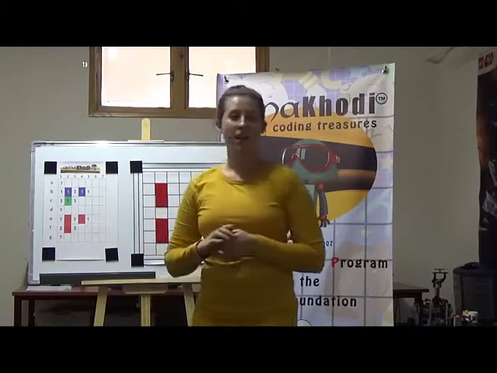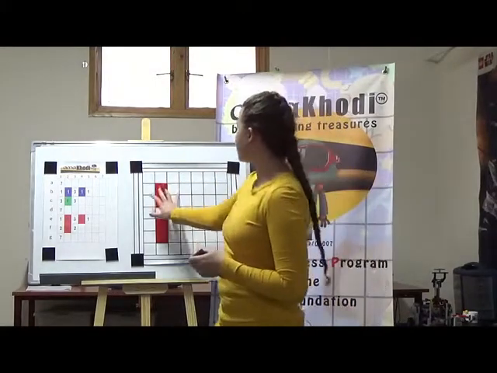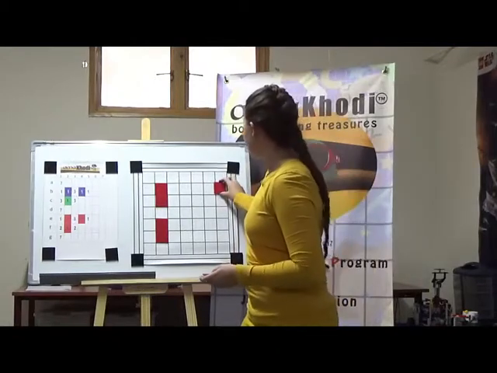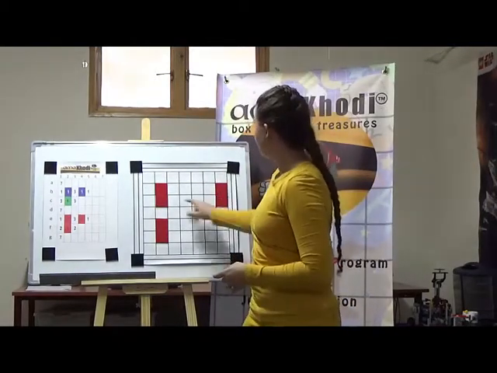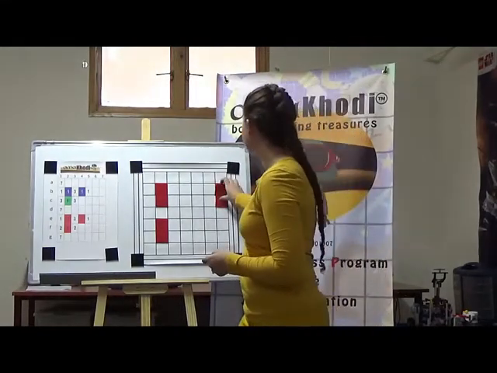Now what we're going to try and exercise now is symmetry. Now symmetry means both sides must look exactly the same. If I put it here, does that look exactly the same? Doesn't look exactly the same.